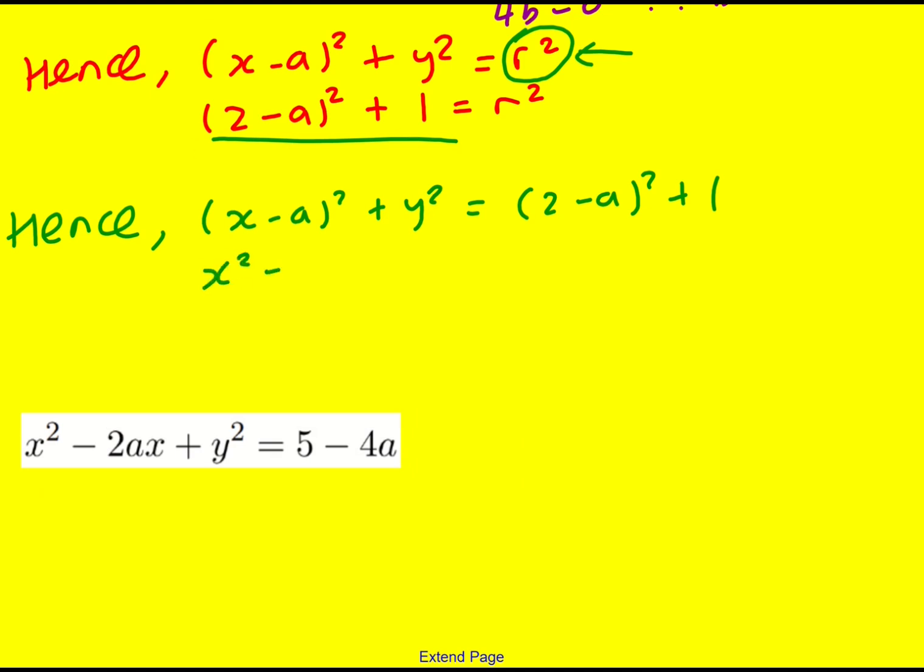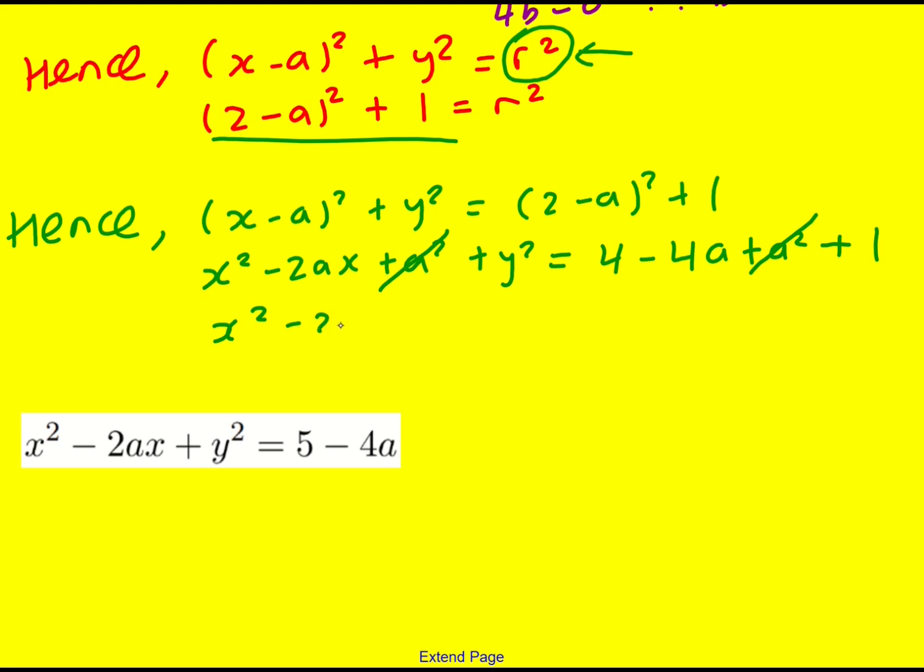So x squared minus 2ax plus a squared plus y squared is going to equal 4 minus 4a plus a squared plus 1. The a squareds cancel, so x squared minus 2ax plus y squared is therefore going to equal 5 minus 4a. Brilliant.